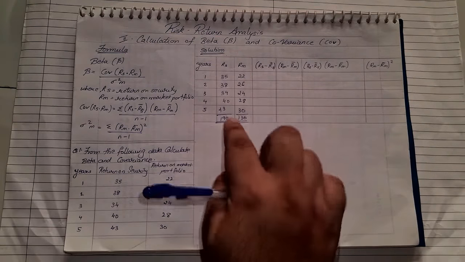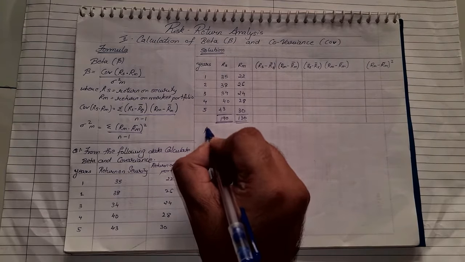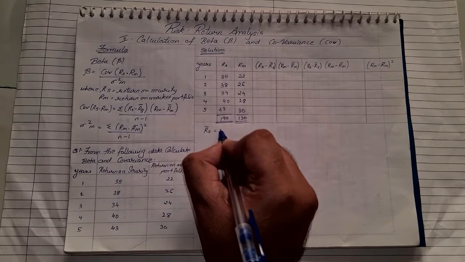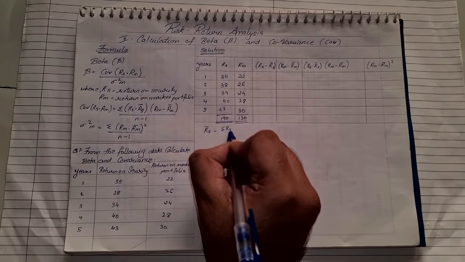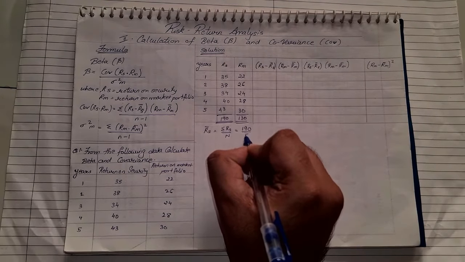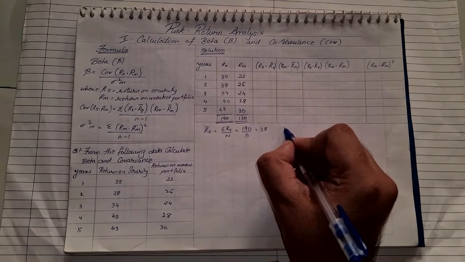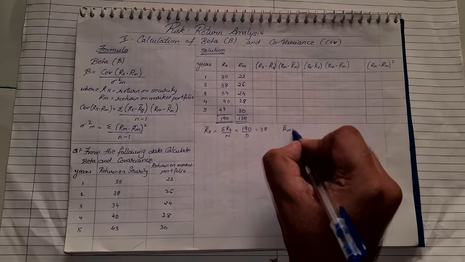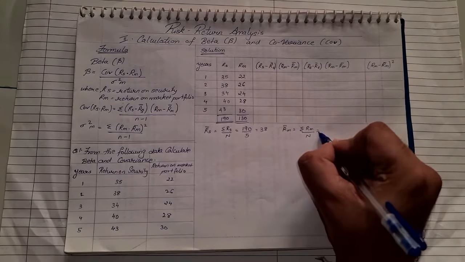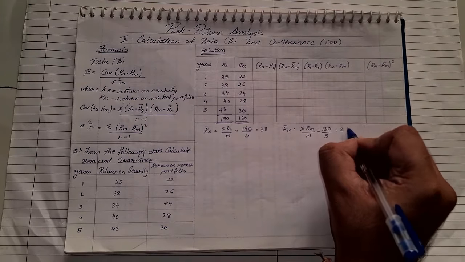Now once we have noted the totals of return on security and market, the next step is to find R bar S, that is the average return of security. That is summation of RS upon number of years, which is 190 upon 5, which comes to 38. Similarly, we also need to find R bar M, that is the average of RM, the total upon N, which is 130 divided by 5, which comes to 26.